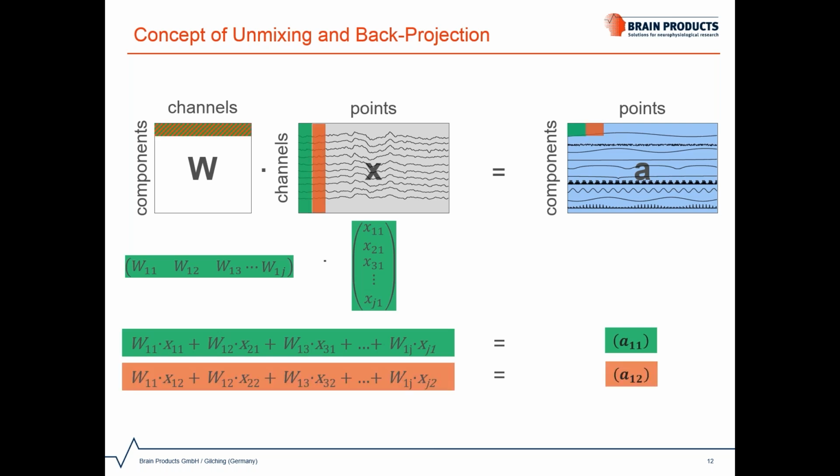Multiplying the first row of the weight matrix with the second column of the data matrix results in the second data point of the first component, and so on. Due to this computation, the maximum number of components we can extract is limited by the number of channels that we recorded, even though we don't know how many statistically independent signals actually contributed to the mixed signal.